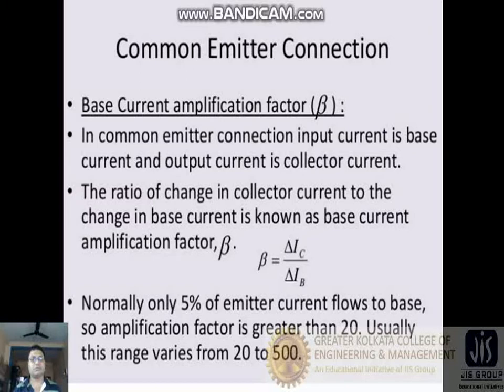and we can represent it mathematically with the help of this expression. And we have to keep in mind the range of beta is between 20 to 500. For different transistors there will be a unique value of beta which we can get from the transistor.